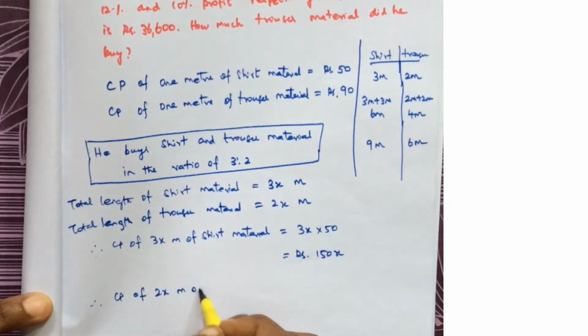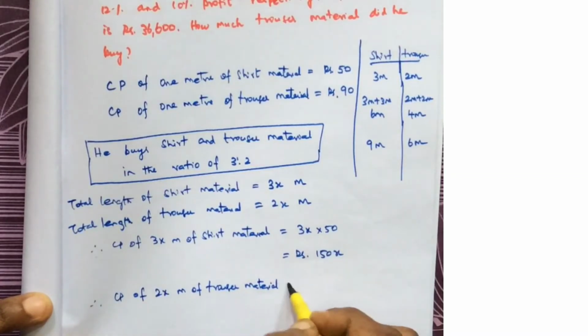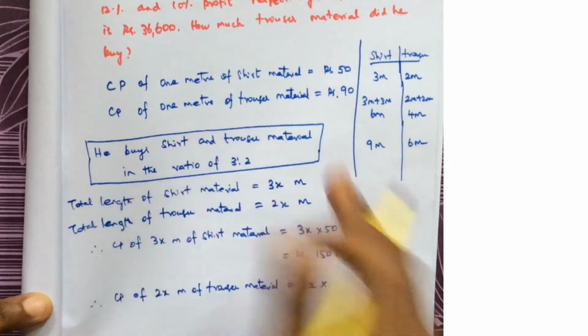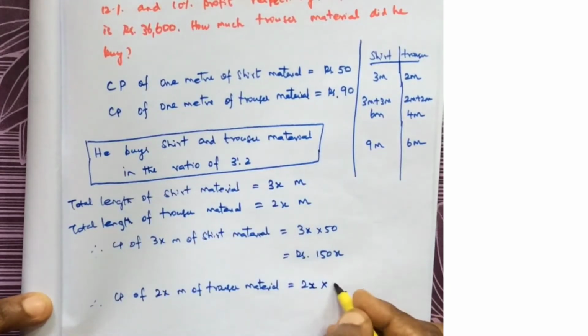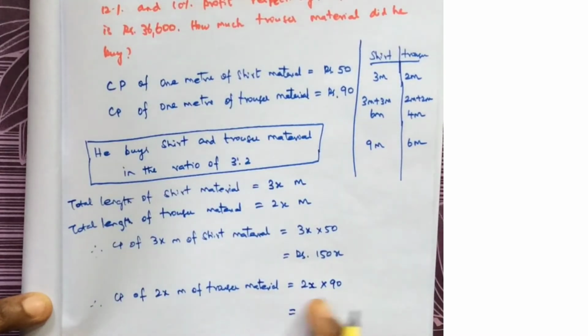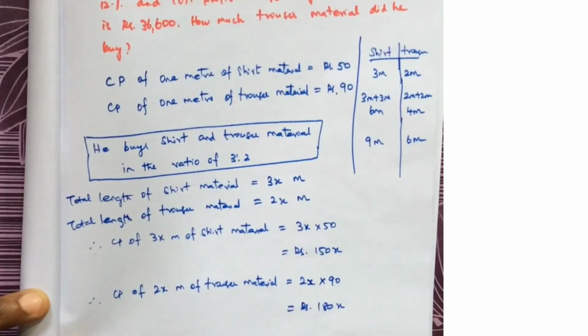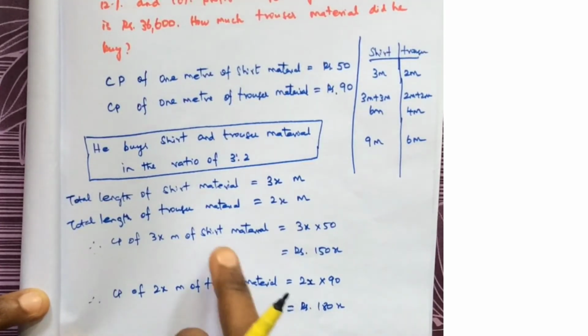Similarly, what is the cost price of 2x meter of trouser material? That is equal to 2x multiplied by the 1 meter of trouser material cost 90. So 2x meter of trouser material is 90 into 2, rupees 180x. Okay, now we got the cost price of the shirt material and the trouser material. Now we have to find what is this x.